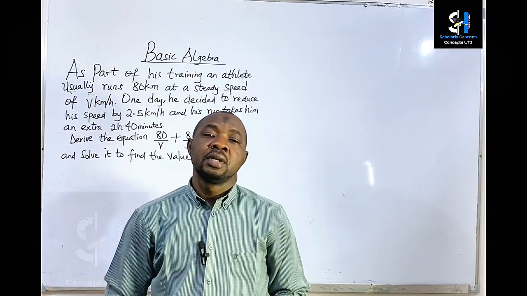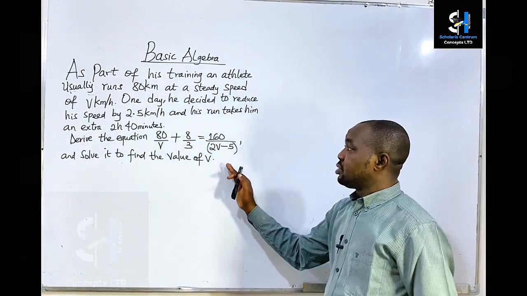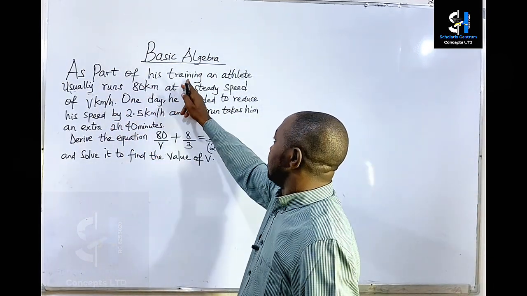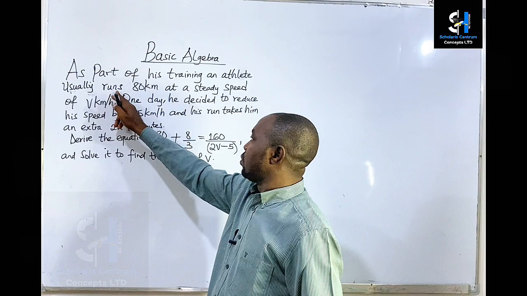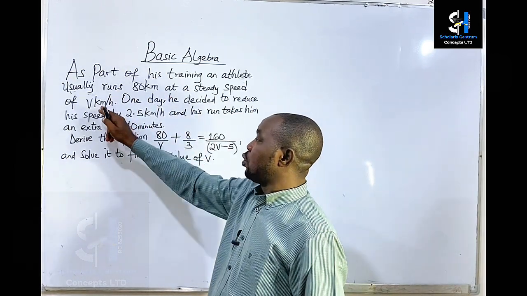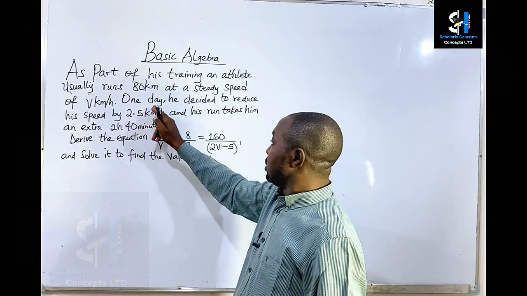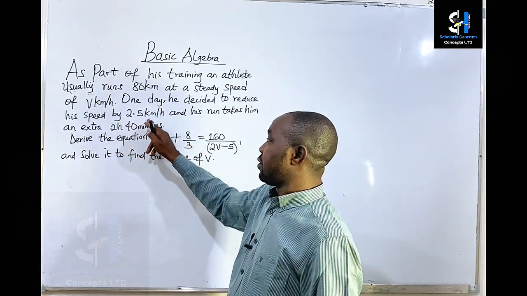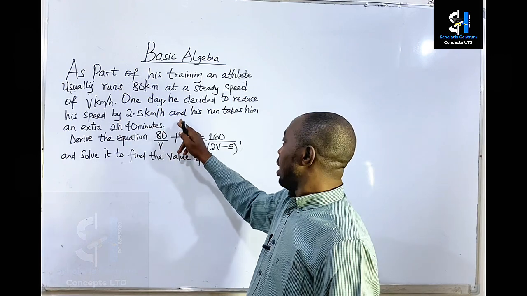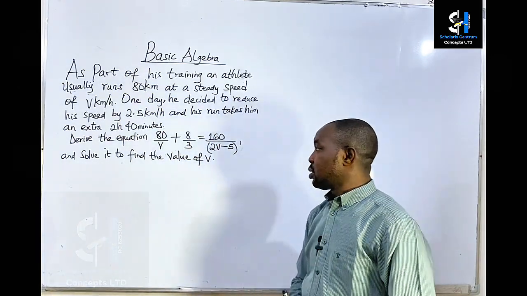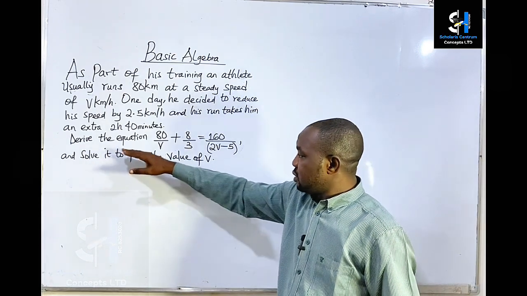Hello everyone. Here's a question on basic algebra. As part of his training, an athlete usually runs 80 kilometers at a steady speed of v kilometers per hour. One day, he decided to reduce his speed by 2.5 kilometers per hour, and his run takes him an extra 2 hours 40 minutes. Now we are asked to derive this equation.